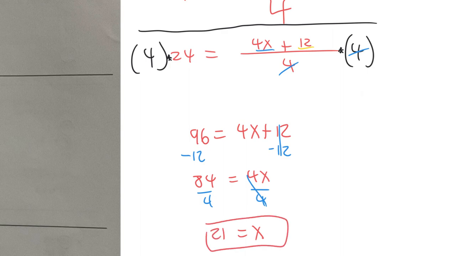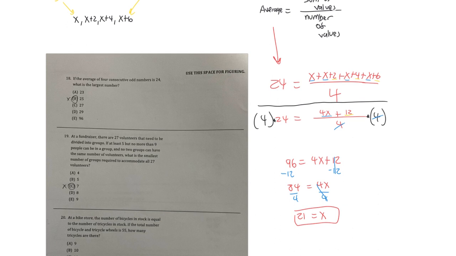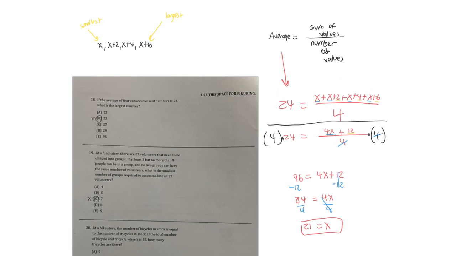Okay. Now, at the end of the day, we are not done, because once again, all we've accomplished is we've figured out the smallest number, right? So we had already established that x represents the smallest number. So in order to get the largest number, we would have to add 6 to that. So 21 plus 6 is equal to 27, and that's going to be the answer to that one.